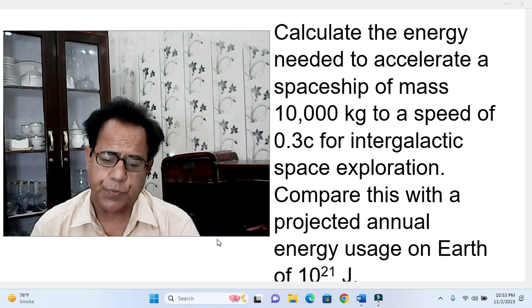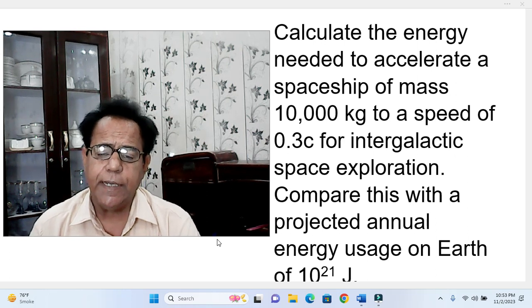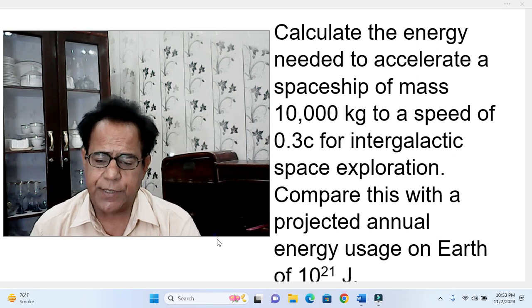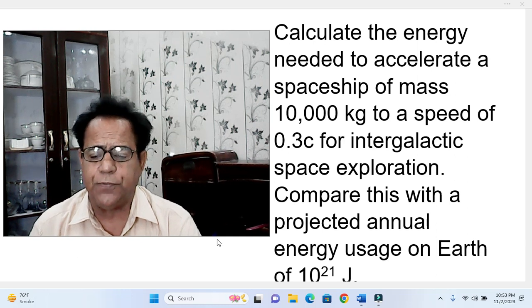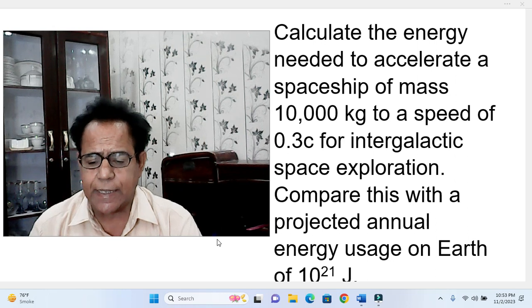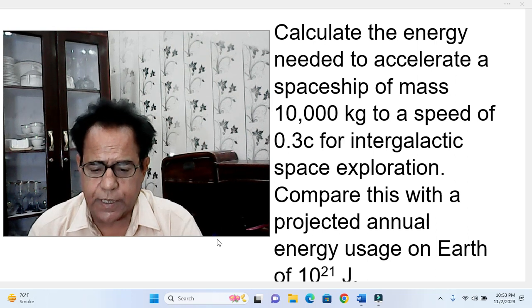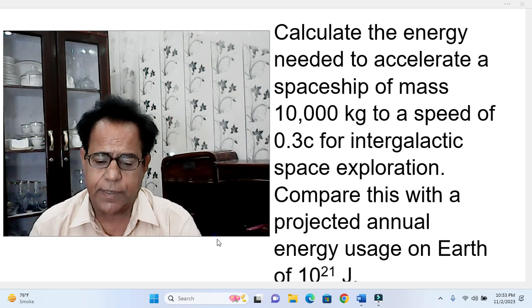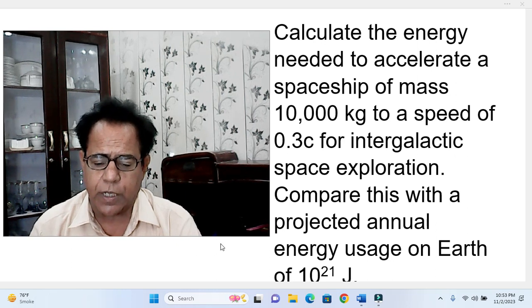Calculate the energy needed to accelerate a spaceship of mass 10,000 kg to a speed of 0.3c for intergalactic space exploration. Compare this with a projected annual energy usage on Earth of 10 to power 20 joule.